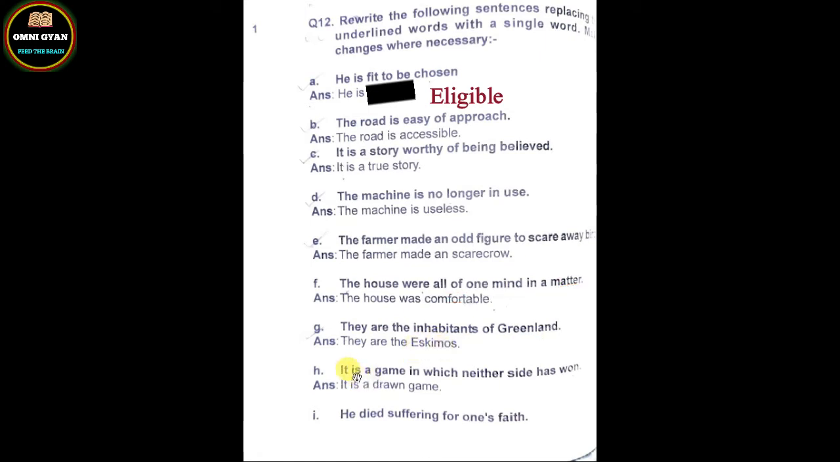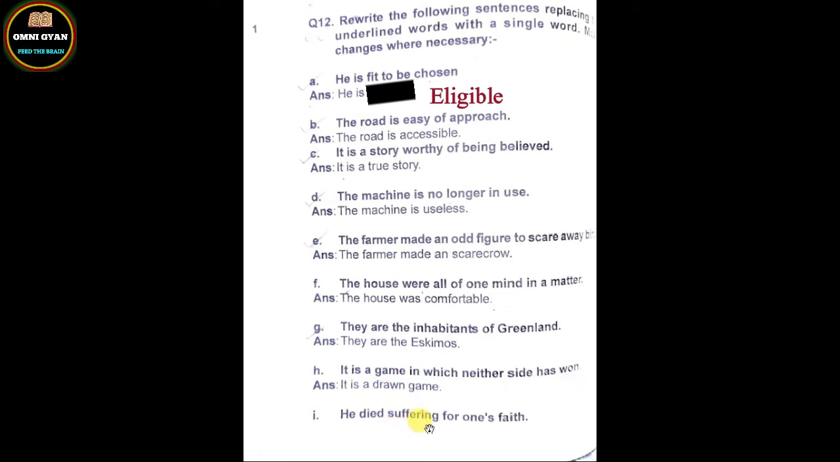We'll find another example here. It is a game in which neither side has won. So obviously we know that when neither side wins, it is a drawn game. It is a drawn game or a drawn match. The game is drawn. Nobody is a winner. So it is a drawn game.